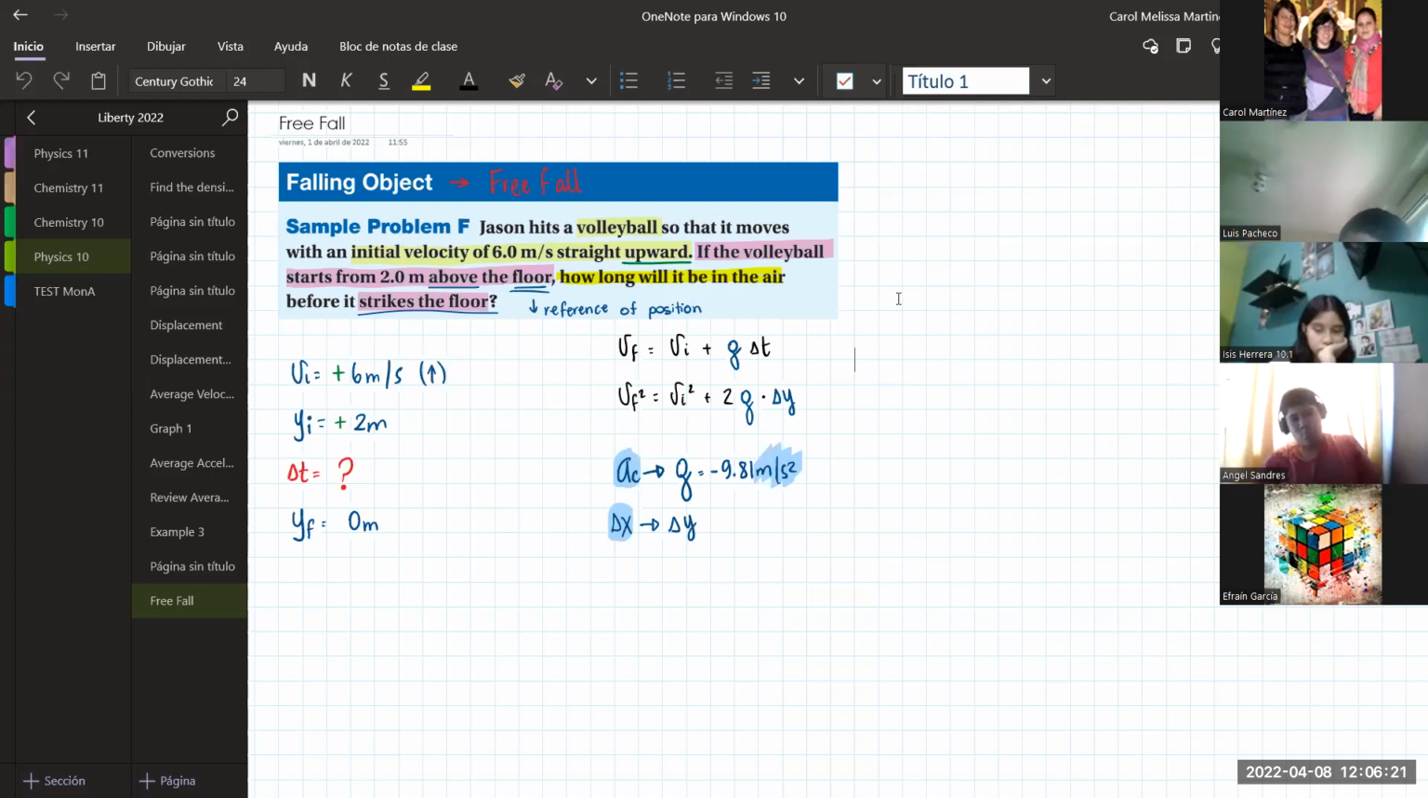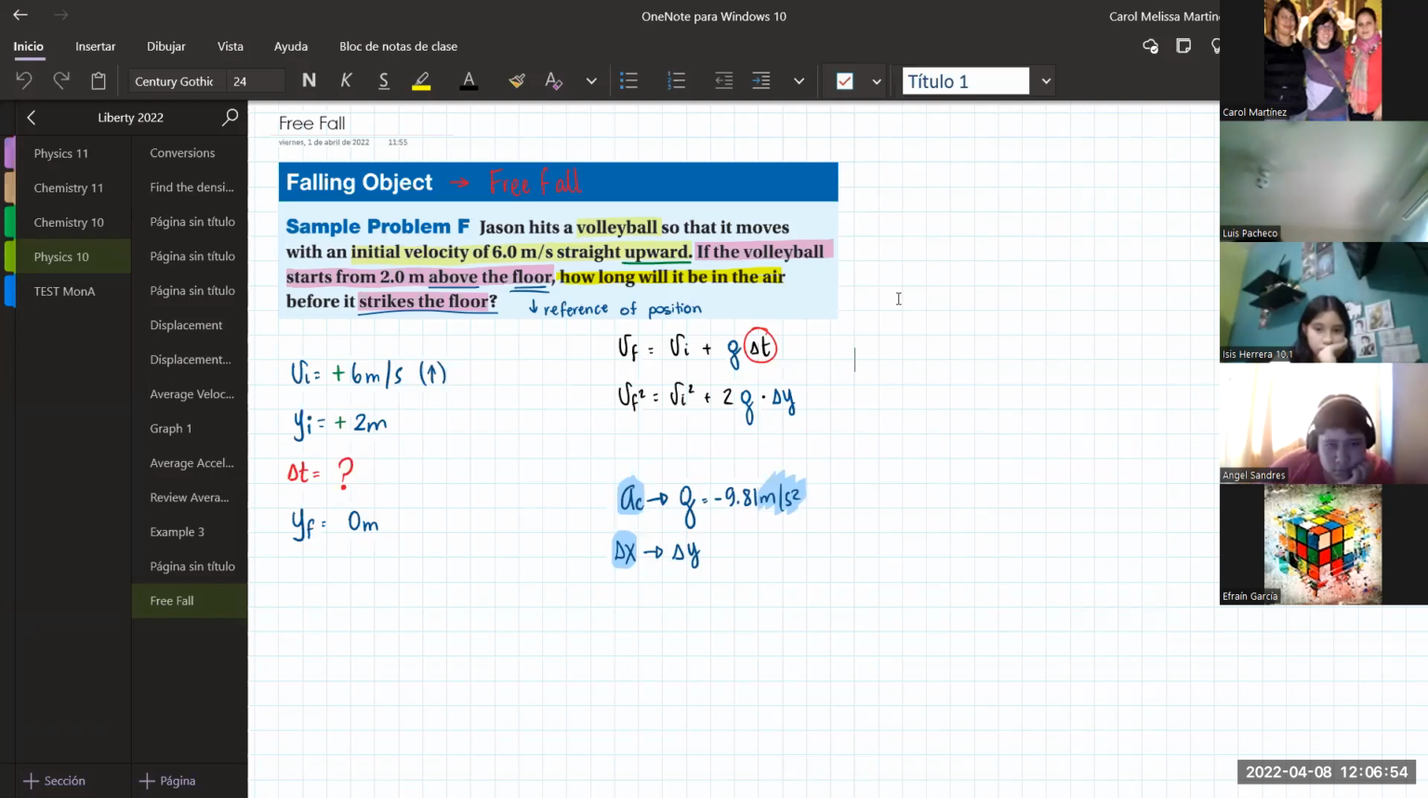Now I need to find the time. The equation that has the time is only the first one, because the second one doesn't have a time, as you can see. So what should I do? If I need to find the time, I need to isolate for the time. That is going to be my first step.